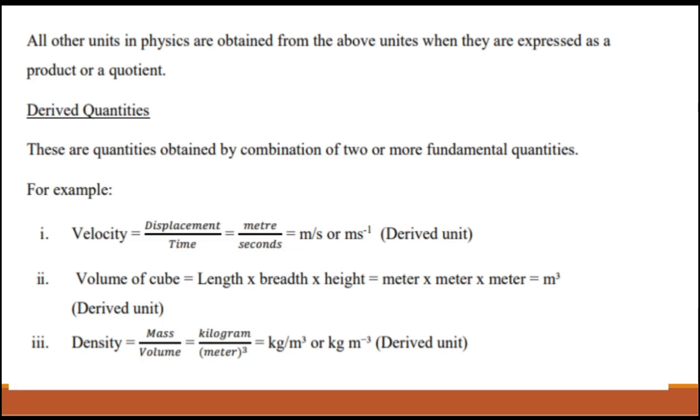Density is the mass of an object per unit volume. It is denoted by rho, measured in kilogram per meter cube. It is a derived quantity. Density is a scalar quantity because it has only magnitude but no specific direction.